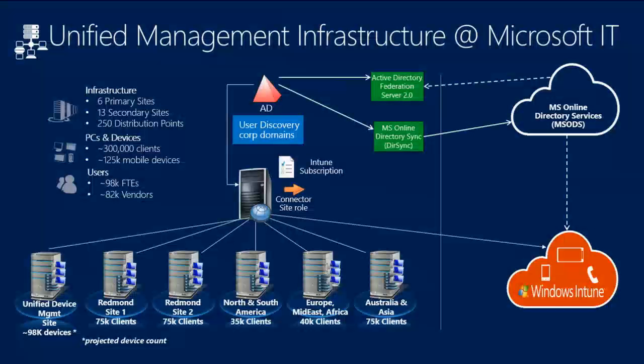So, a quick overview of what the Microsoft IT infrastructure looks like. If folks haven't seen this slide, it's been done to death in other presentations, so I promise I won't spend a lot of time on this. We have about 300,000 PCs, like we said, at Microsoft, and we have 5 major primary sites split across different geographic locations based on user population. We've also recently built a dedicated primary site just for device management.